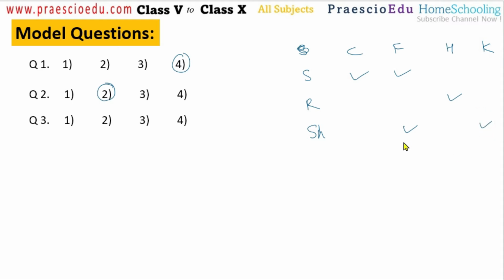Now Deepak plays all sports except football. So D for Deepak, except football, means he is not playing football. So all means cricket, hockey, and kabaddi. Then who plays kabaddi? Kabaddi is played by Shailesh and Deepak. So these two persons are playing kabaddi. Deepak and Shailesh is given in option number 4.